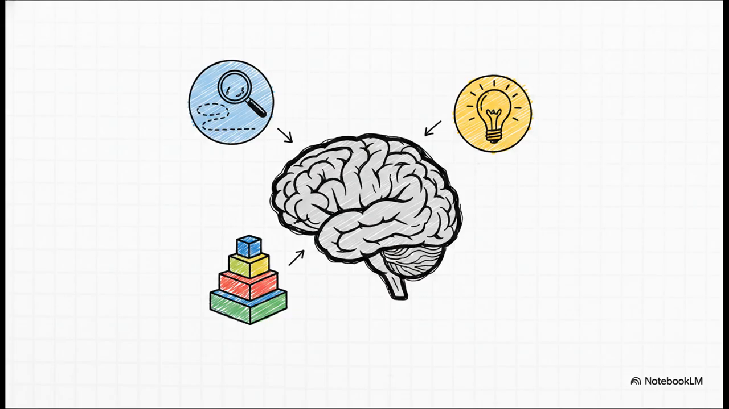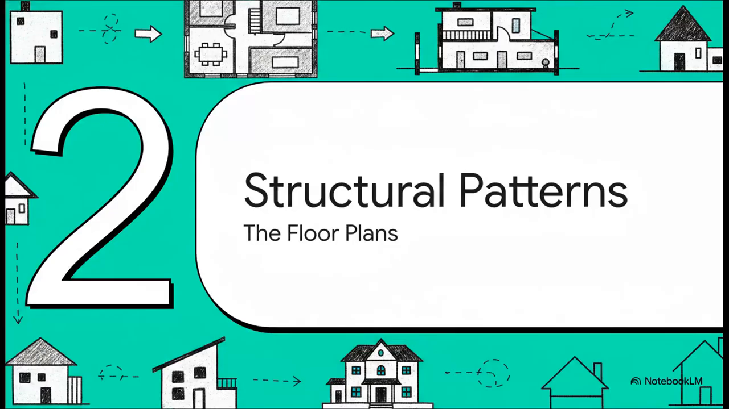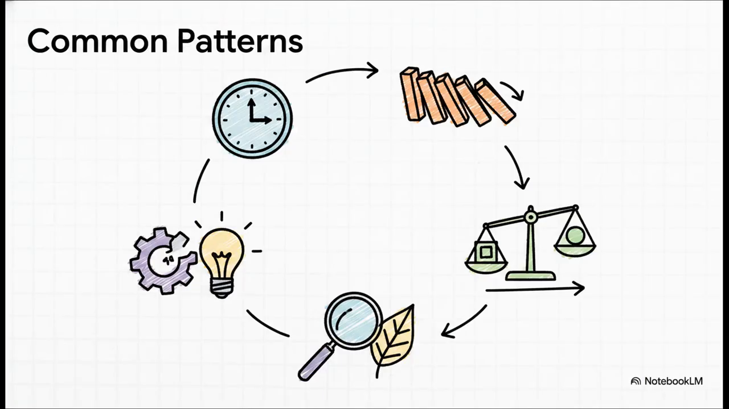Recognizing these patterns ensures the information actually sticks in your brain, rather than just going in one ear and out the other. Moving right along to Section 2, 5 structural patterns, the floor plans. Okay, so just like houses come in a bunch of different styles, ranches, colonials, or those cool modern lofts, informational texts come in a few standard structural floor plans. The 5 most common are chronological order, cause and effect, compare and contrast, problem and solution, and description. Today, we're going to zoom in and examine a few of these right in action.